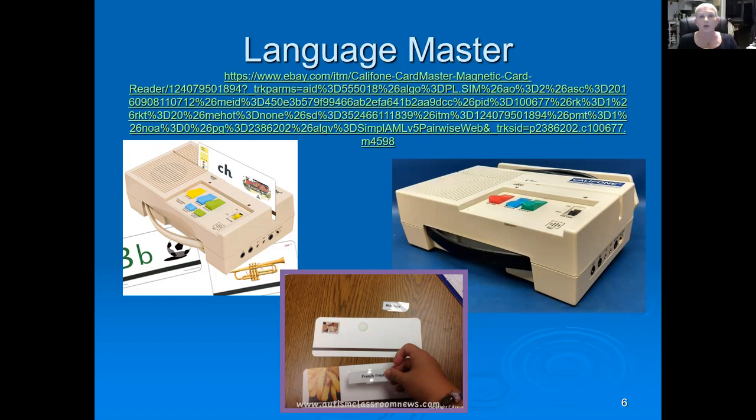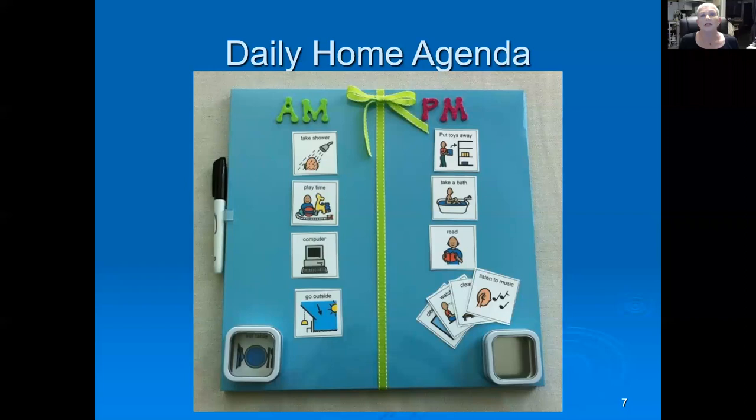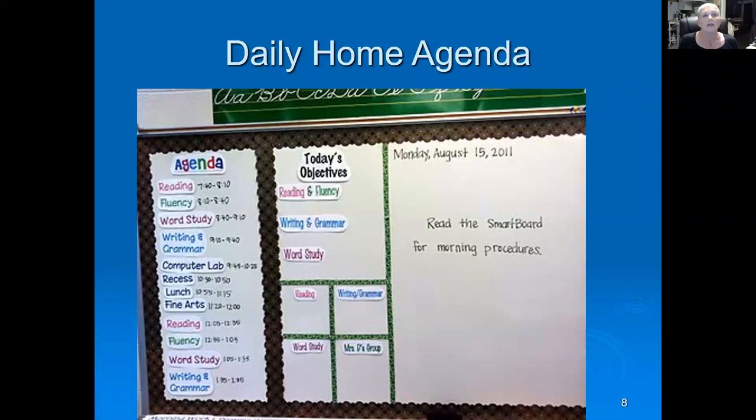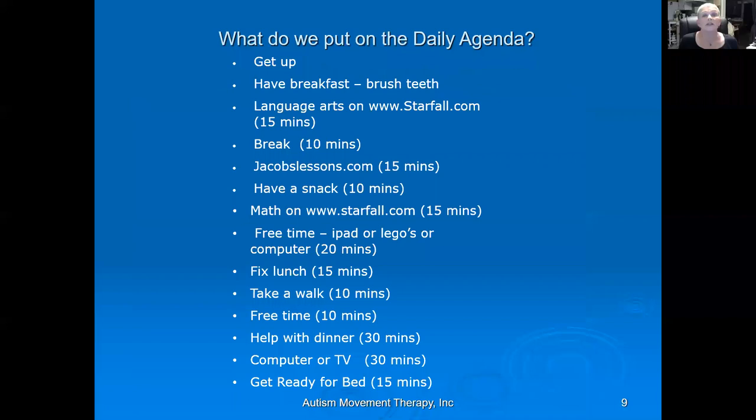These are the icons that we're starting to build a home agenda with if we're with a limited communicator. This is a more advanced agenda where we're just going to use a little whiteboard that we buy with a black marker, and we're going to write what the agenda looks like each day. And the important piece here is, I'm looking at that again and I go, oh my gosh, that looks like a really lot of things to do.